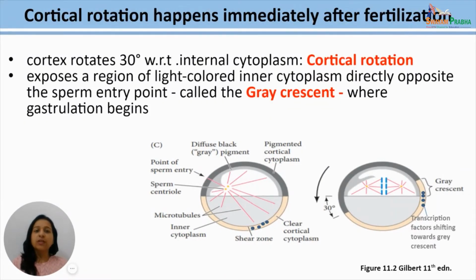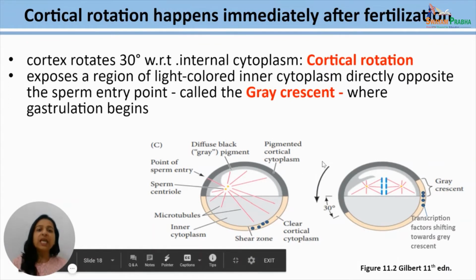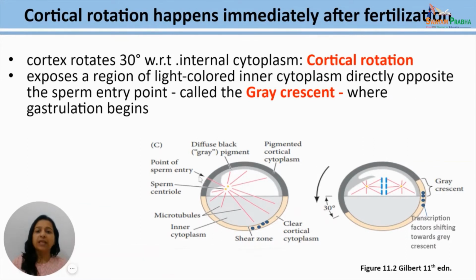Immediately after fertilization, another phenomenon happens, which is known as cortical rotation in amphibians. Now students, an oocyte contains several pigment granules, which are quite dark in color, located in the outer cortex of the cytoplasm in the upper half of the oocyte. They are not present in the lower half of the oocyte. So this oocyte will look like a ball which is darker in the upper half and lighter in the lower half. Immediately after fertilization, when the sperm enters the oocyte, the upper cortex will undergo a 30° rotation.